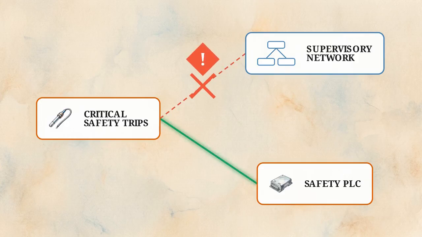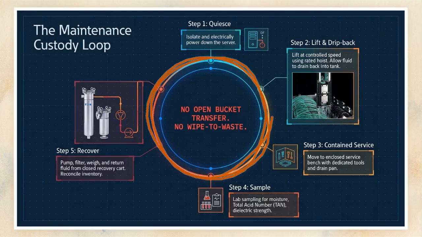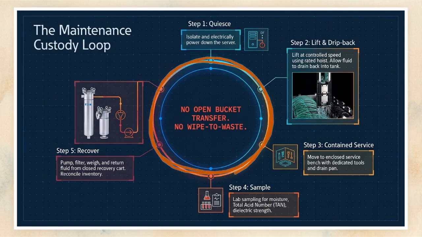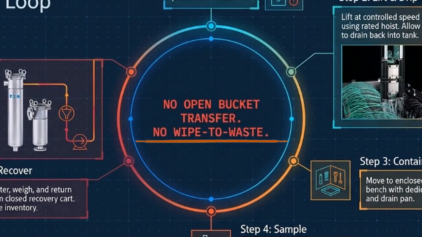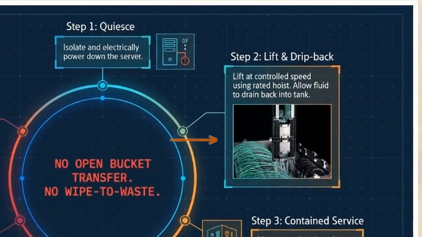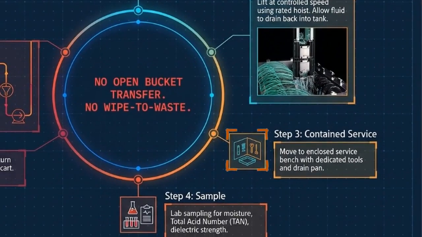This diagram outlines the rigid 5-step maintenance custody loop. The central mandate is absolute. There are no open bucket fluid transfers and no wipe-to-waste practices permitted on the data hall floor. Once a server is powered down, operators must use a rated hoist to lift the hardware at a controlled speed. Strict drip-back timing and dedicated splash pans must be utilized to maintain total fluid inventory and prevent chemical contamination.